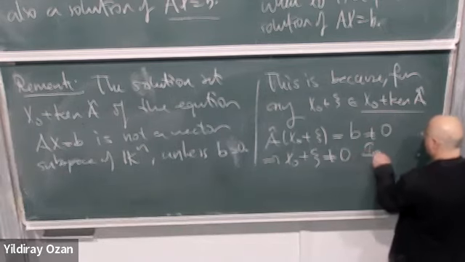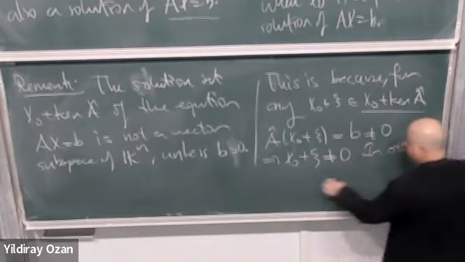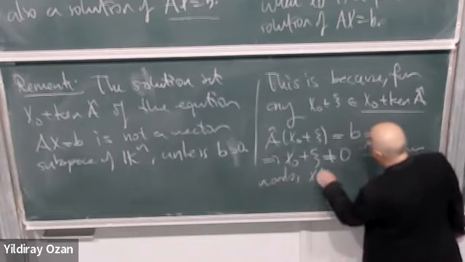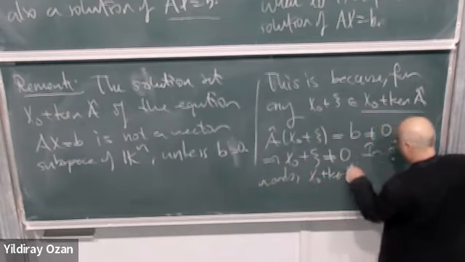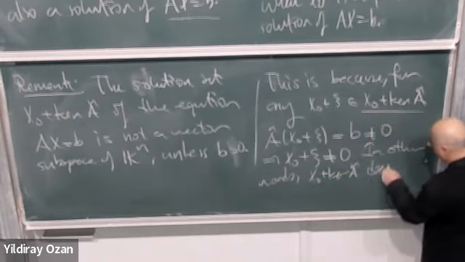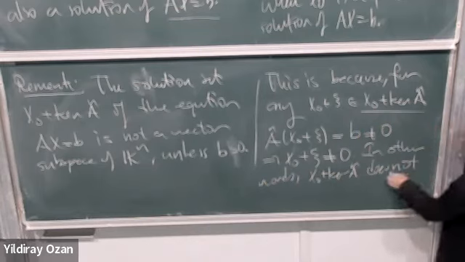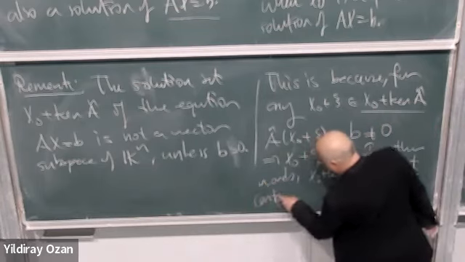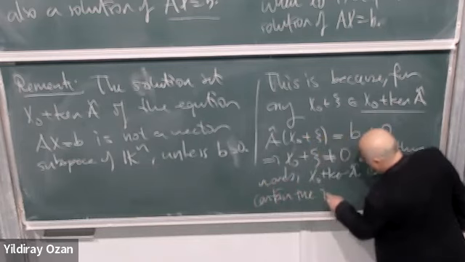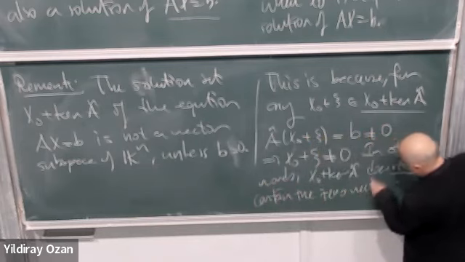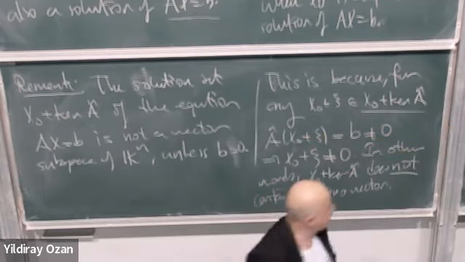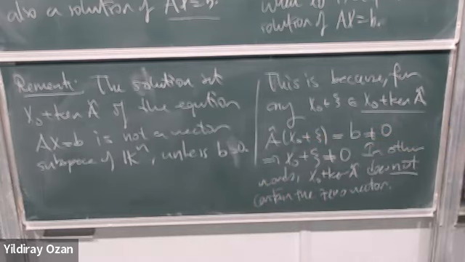In other words, this set doesn't contain the 0 vector. The situation is like this, actually.